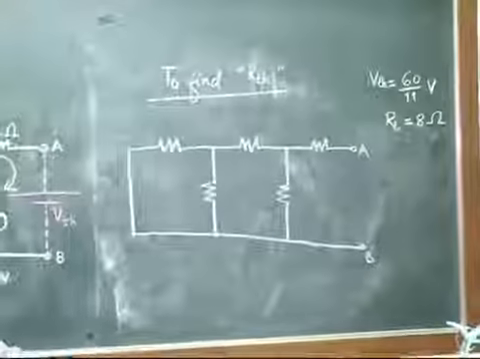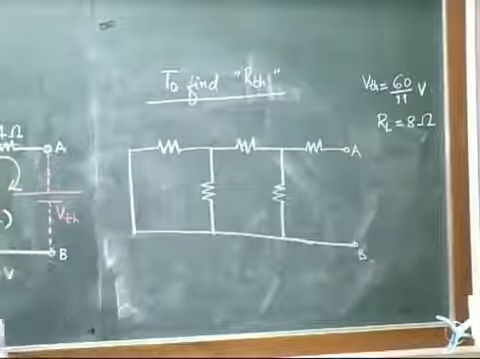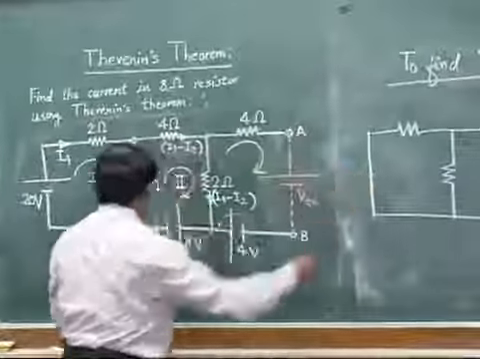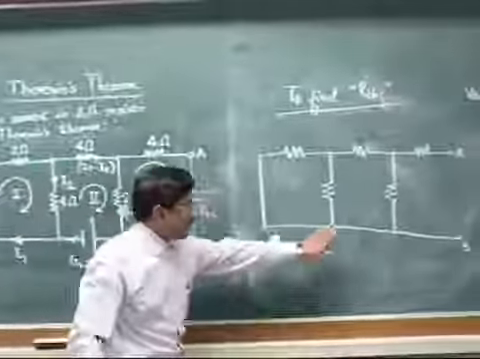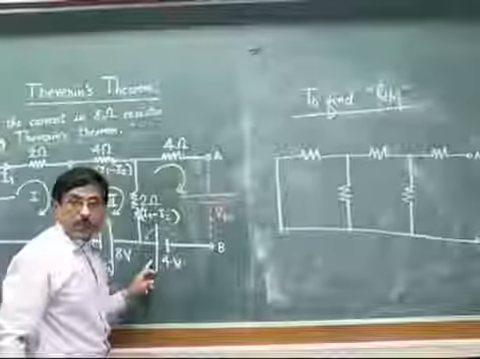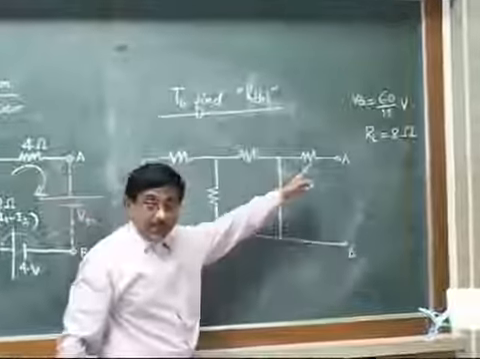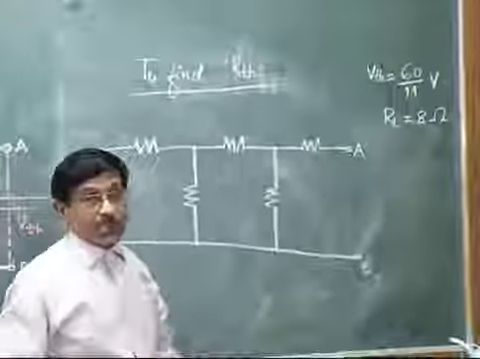Point A and B. Now where have these voltage sources gone? There was a 20 volt voltage source connected here, an 8 volt voltage source at this place, and a 4 volt source at this place. But why have we not shown them in our circuit at the 4th step?